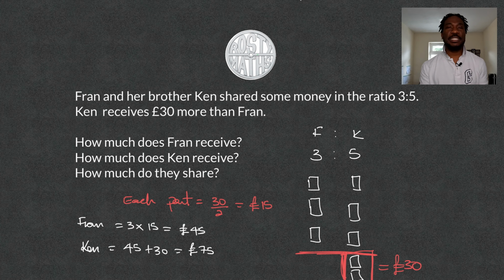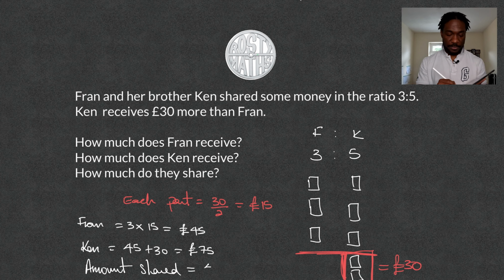And then how much money did they share all together? All you now need to do is add these 2 together. That will now equal that 45 add the 75, which is going to be £120 they shared all together.